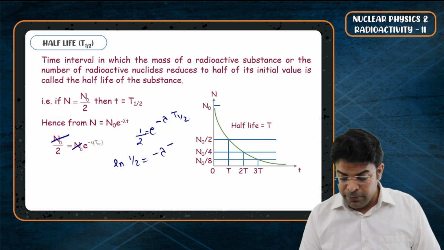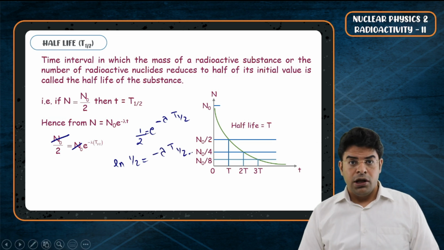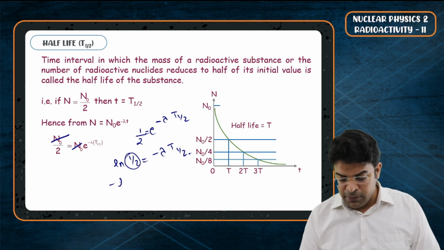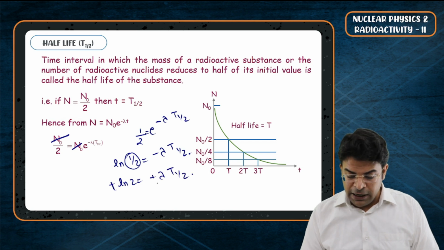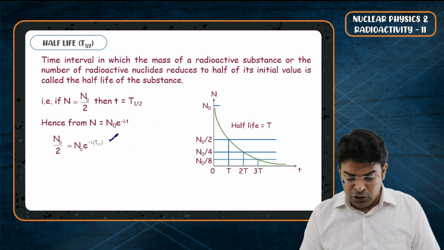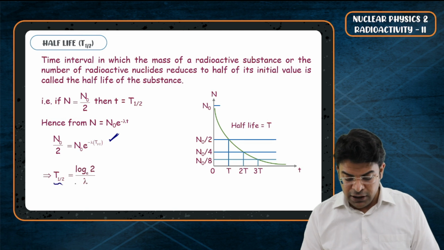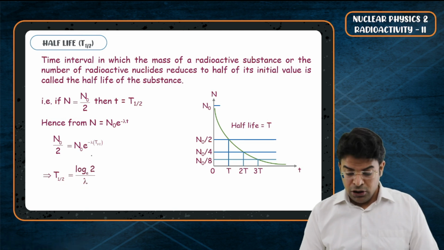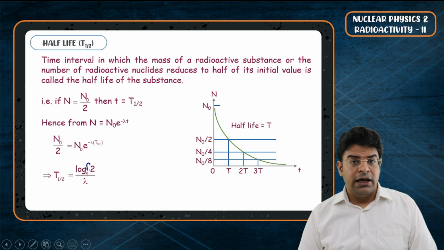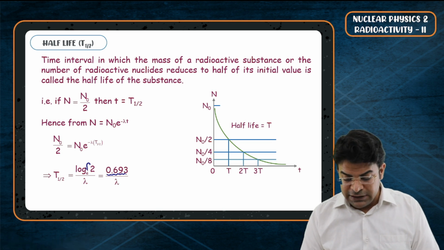minus lambda t half. You can think of this half as 2 raised to the power of minus 1. So you get minus ln2 equals minus lambda times t half. Cancel out the minus signs, so you get t half equals nothing but ln2 by lambda. So solving this equation, you get t half equals ln2 by lambda, log of 2 to the base e upon lambda. And log of 2 to the base e has a value equal to 0.693.